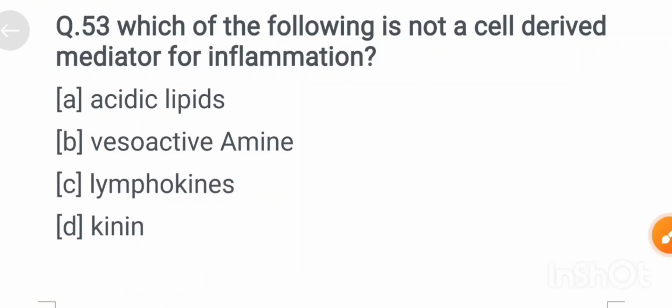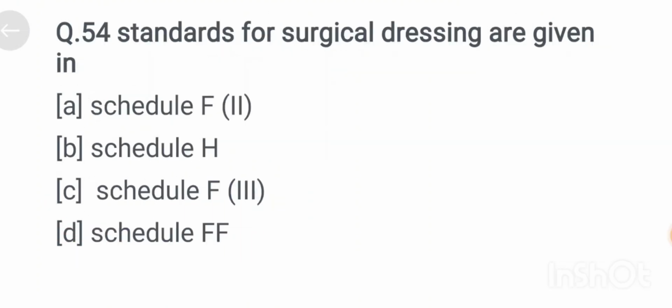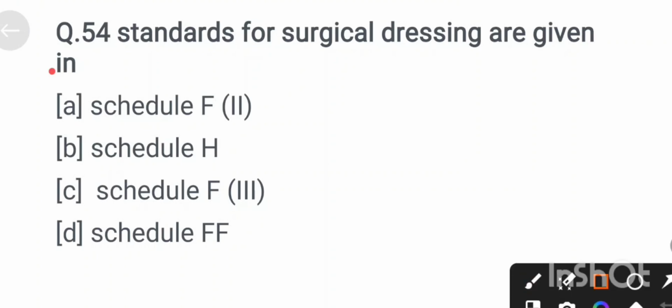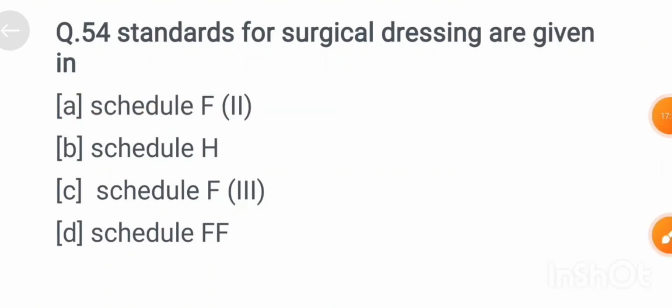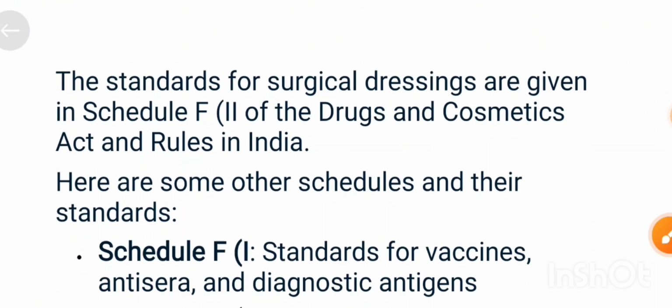Next question. Standards for surgical dressing are given in option A, Schedule F2, option B, Schedule H, option C, Schedule F3, option D, Schedule FF. Correct answer is option A, Schedule F2. The standards for surgical dressing are given in Schedule F2 of the Drugs and Cosmetics Act and Rules in India.